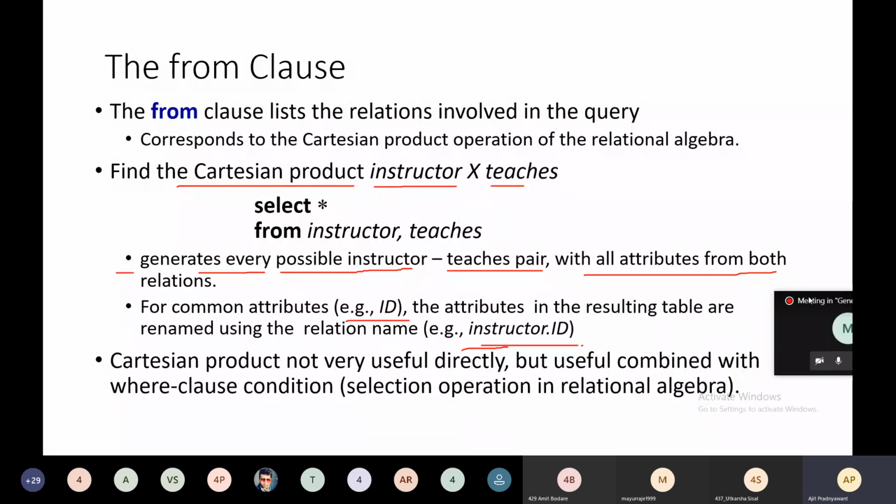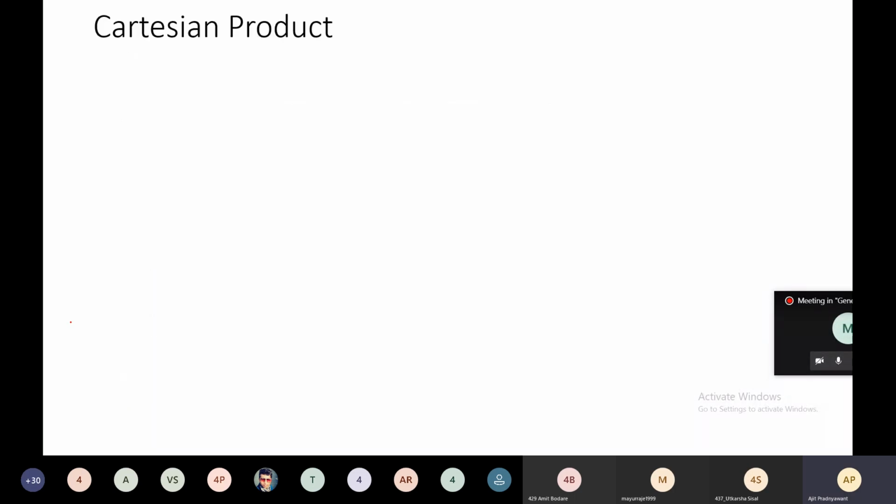Before learning it in detail, note that the Cartesian product is not very useful directly. Here we have used it directly, but it is useful when combined with the where clause condition. So it is mostly used with the where clause condition. So now we are going to learn what exactly the Cartesian product is. So what is Cartesian product?